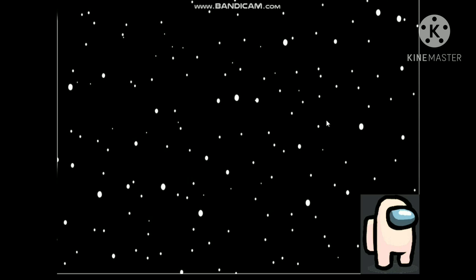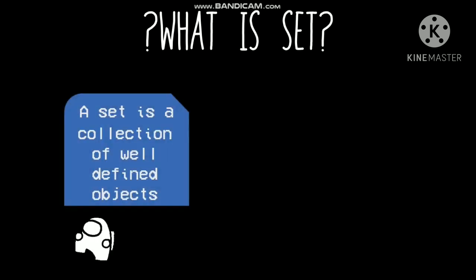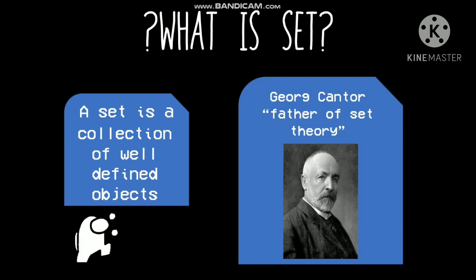Okay, now I will tell you about set, relation, and function. For the first, I will tell you about set. What is set? Set is defined objects. For a collection to be a set, it is necessary to be well defined. The word well defined was used by the German mathematician Georg Cantor, who is known as the father of set theory.